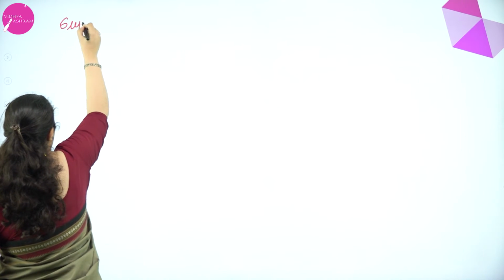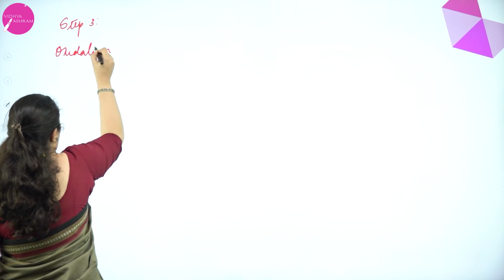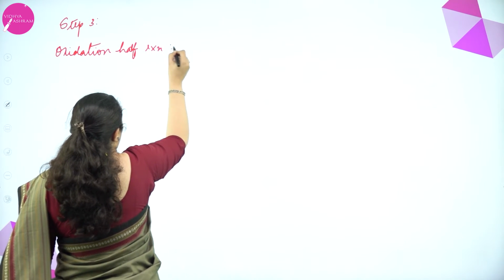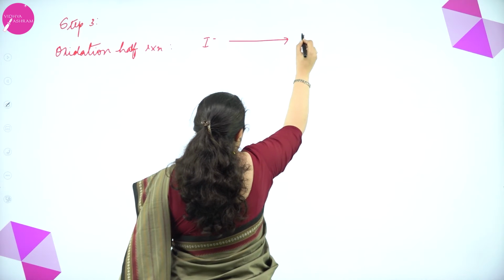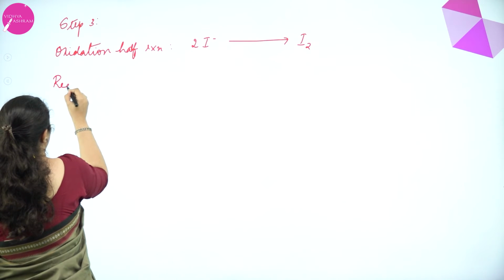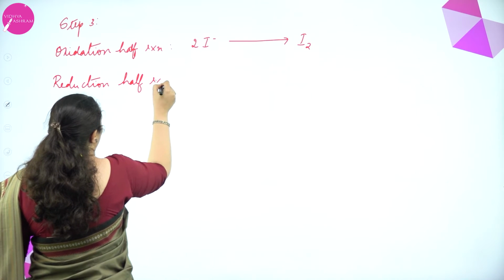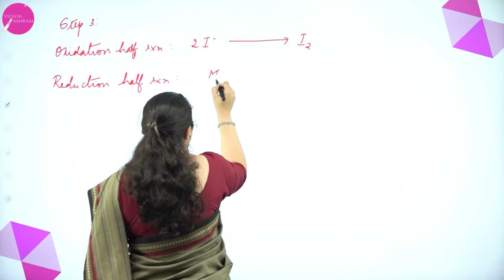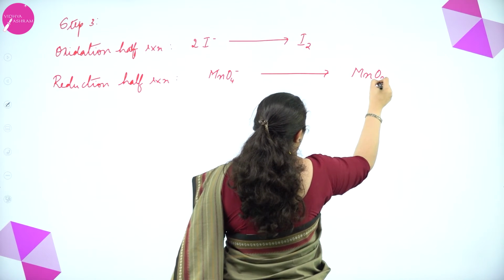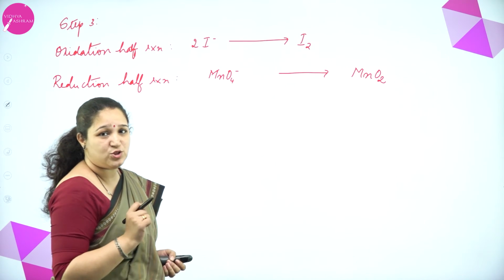Step 3. Oxidation half reaction is I minus giving I2 and this is balanced. Then we have reduction half reaction, that is MnO4 minus giving MnO2. Now in the second reaction we have to use water molecules to balance.